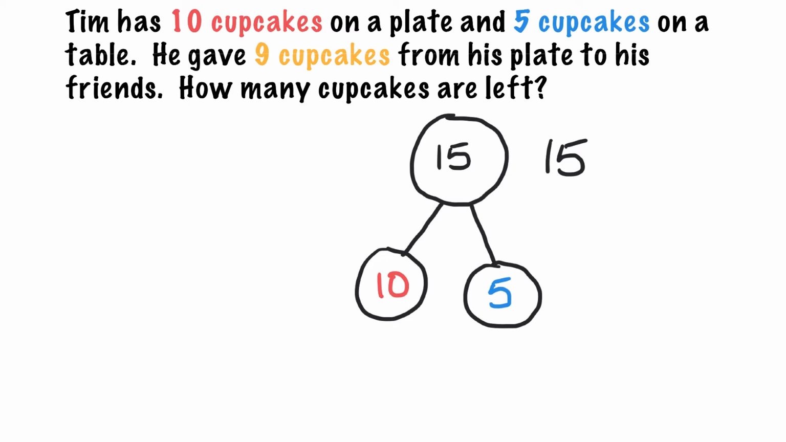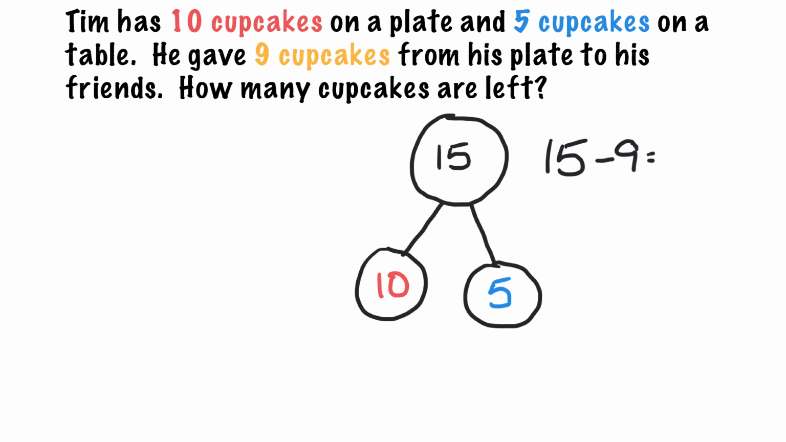If it were adding, we would have more. We'd have more than we started with. This time he's going to have fewer than he started with because he gave them away. So let's write that in there, that he gave or subtracted 9. And then we need to know what that is going to be. So let's draw that out really quick.